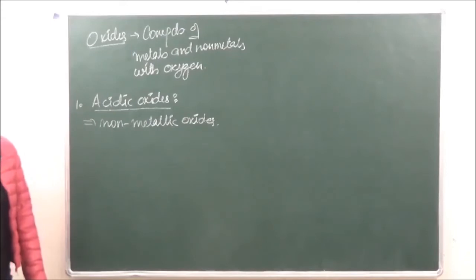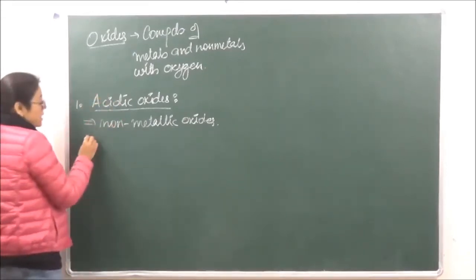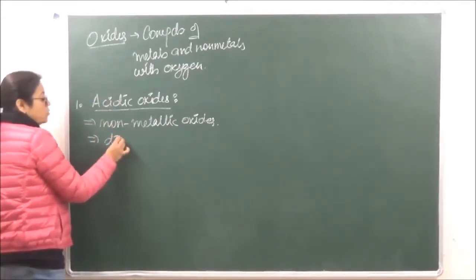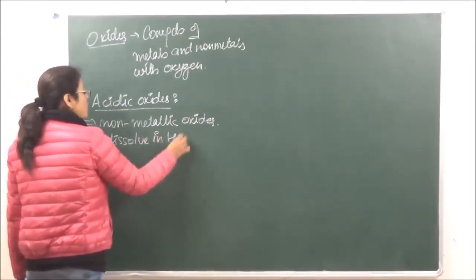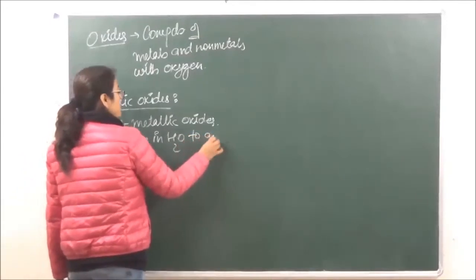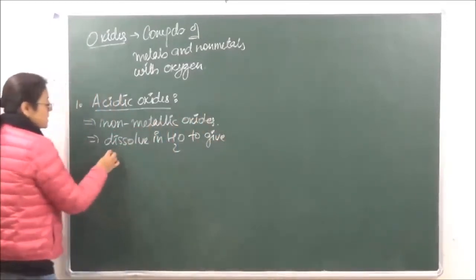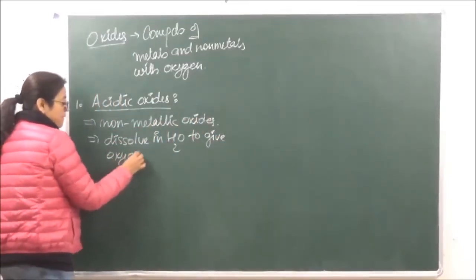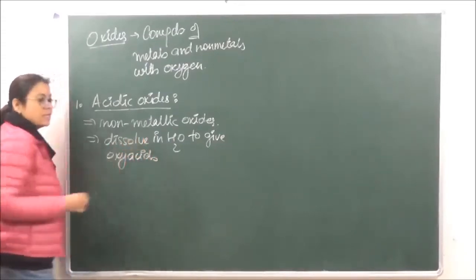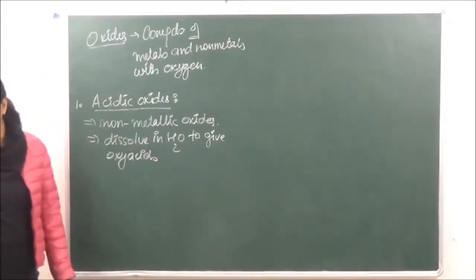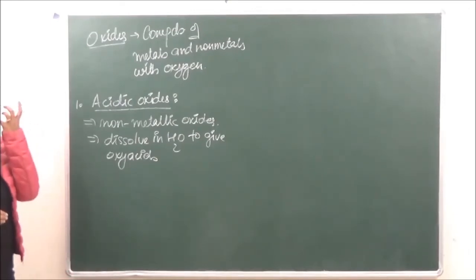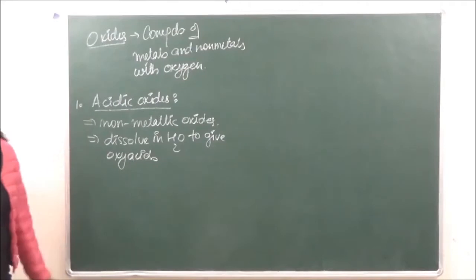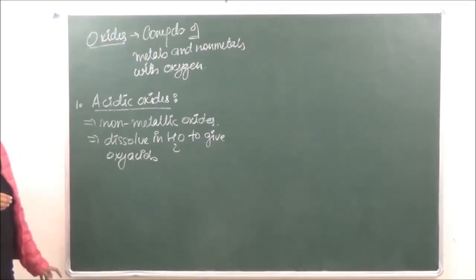Now they dissolve in water. All of these acidic oxides, they are going to dissolve in water to give oxyacids. They are going to form oxyacids once they are dissolved in water. ठीक है? And that is the reason why they are known as acidic oxides.